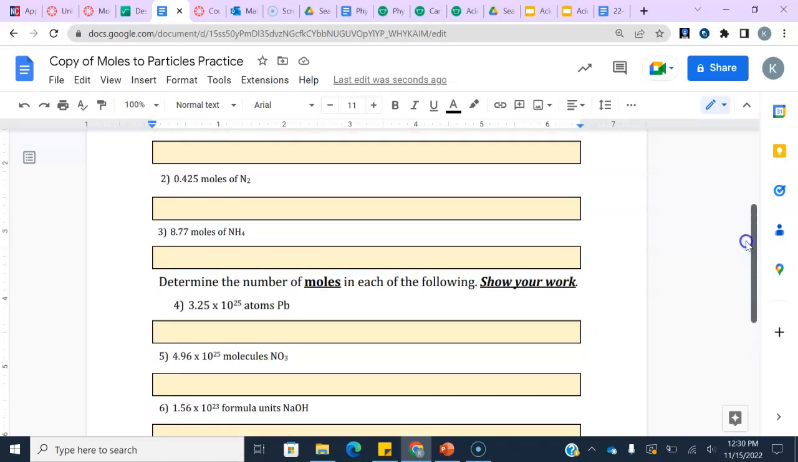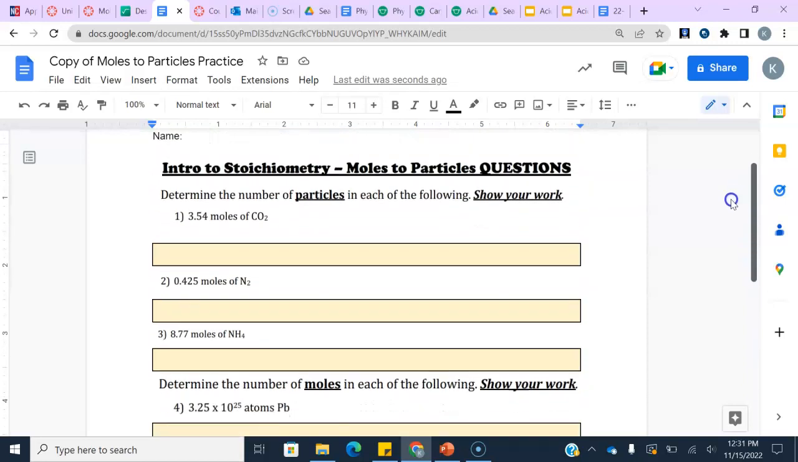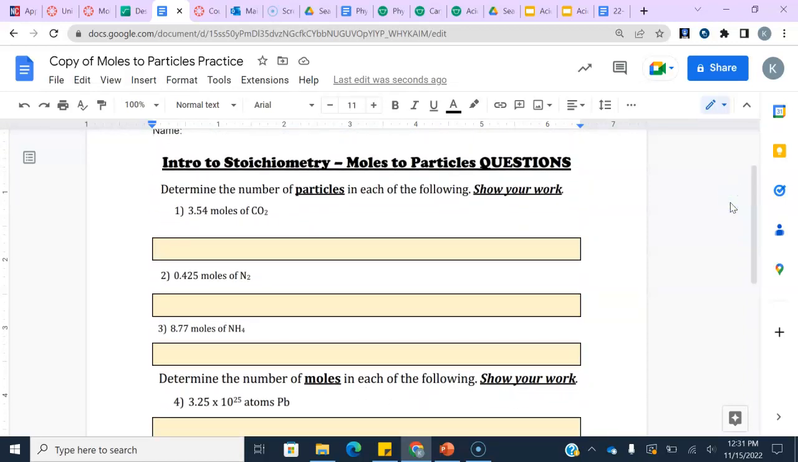Okay? So this is our intro to STOIC. We're going from moles to particles or particles to moles. Either way, it's going to be the same process. We just have to pay attention to what units we're converting between so that we know what goes where.